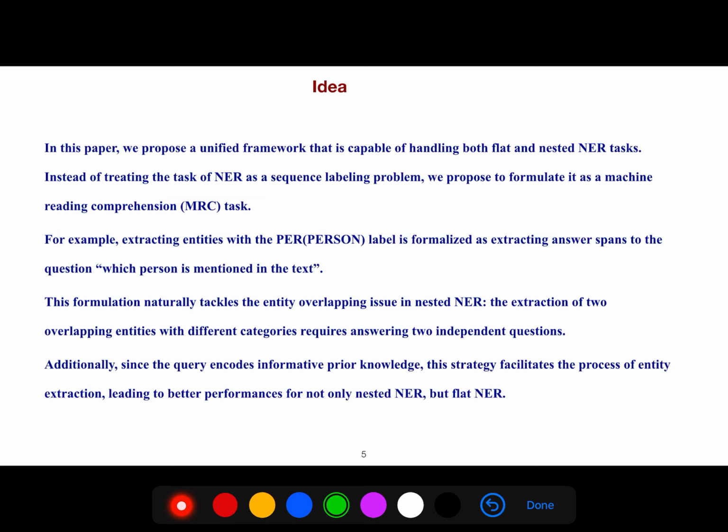And instead of treating the task of NER as a sequence labeling problem, they propose to formulate it as a machine reading comprehension task. For example, extracting entities with the person label is formalized as extracting answer spans to the question "which person is mentioned in the text." And this formulation naturally tackles the entity overlapping issue in nested NER.